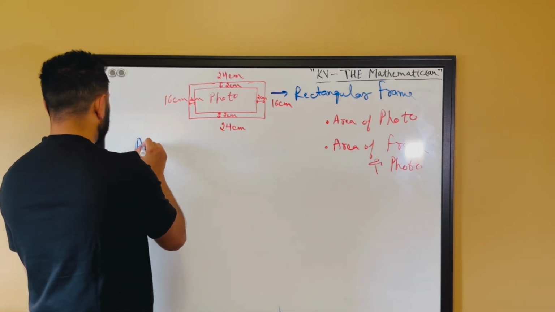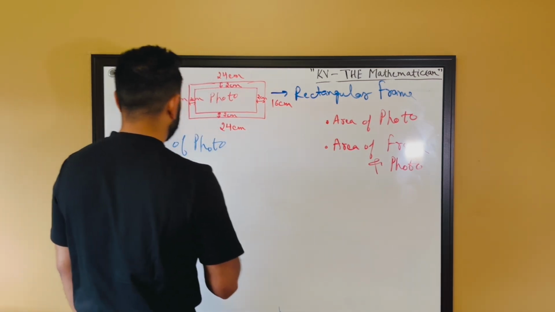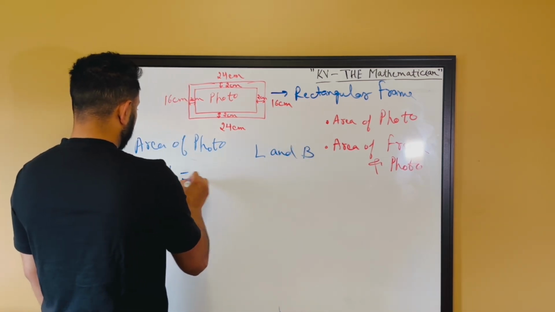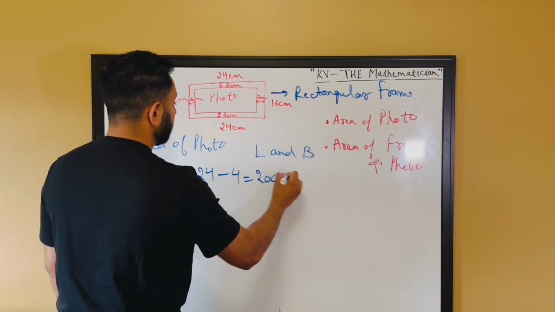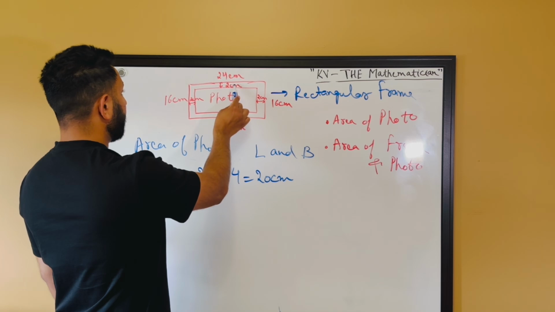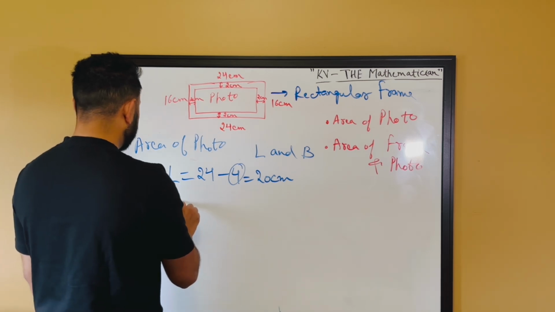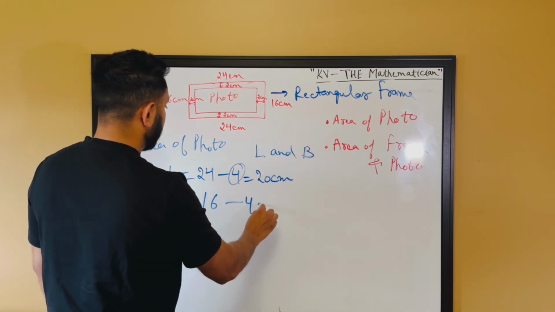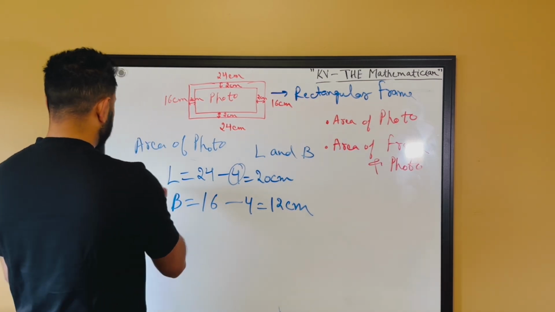So in order to find out the area of the photo, first of all we need to know the dimensions. So that means length and breadth, that we need to know first. So the length will be 24 minus 4, that comes out to be 20 centimeter. 2 centimeters from here and 2 centimeters from here, so that is the reason we have subtracted 4, and the same goes with the breadth. So 2 centimeters from here, 2 centimeters from here, so 4, so it comes out to be 12 centimeter.